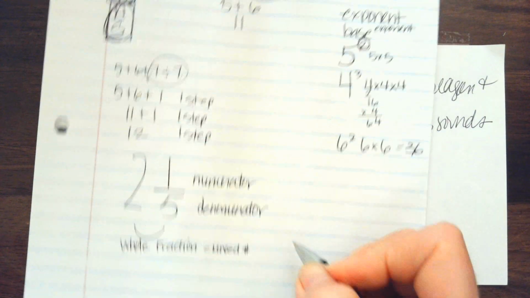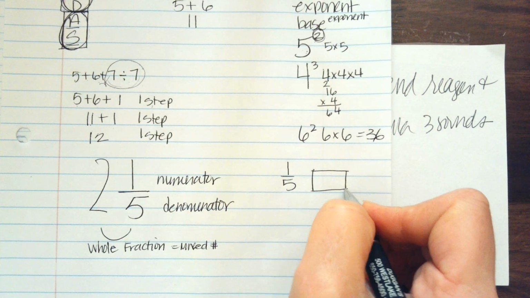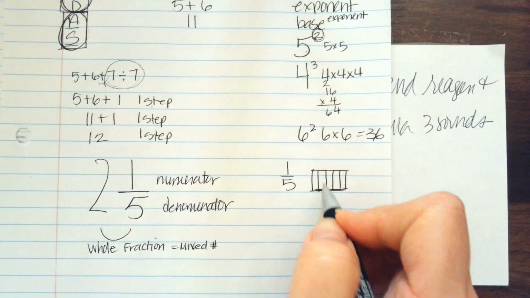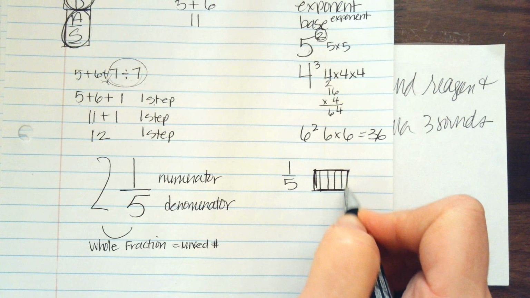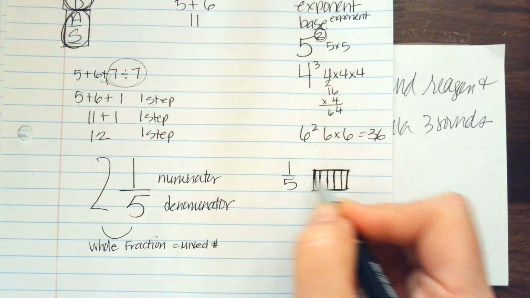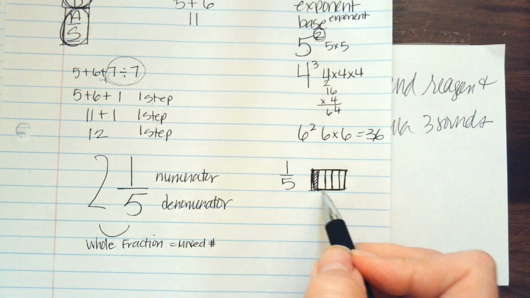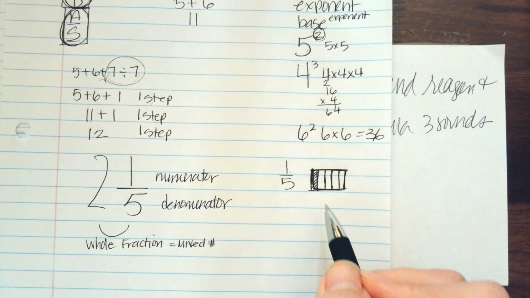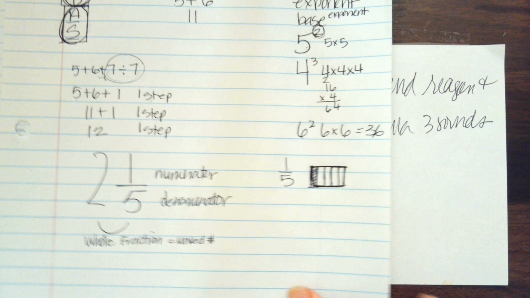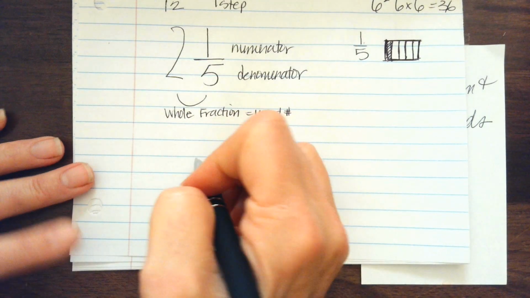So the fraction by itself, 1/5, means you have a total number of 5 pieces in one whole. So here's a whole candy bar or whatever, and it's cut into 5 pieces, and the numerator tells you how many parts are shaded. So in this case, it's 1 part shaded, which is our numerator, over the total number of pieces, which is our denominator.